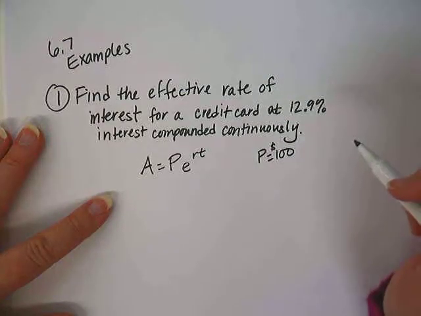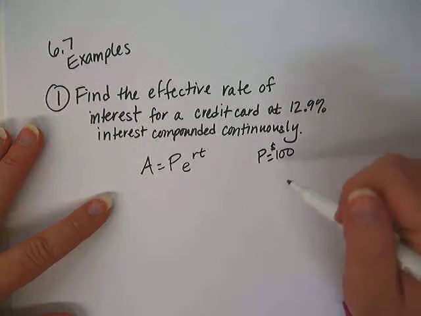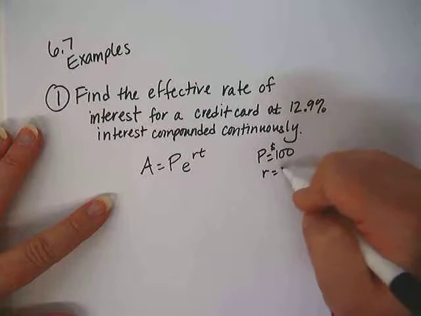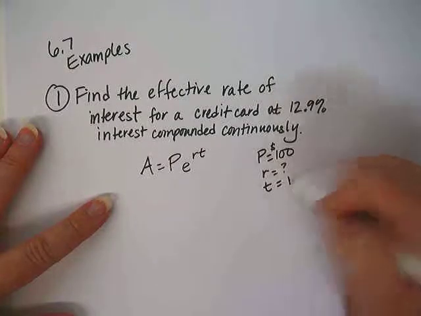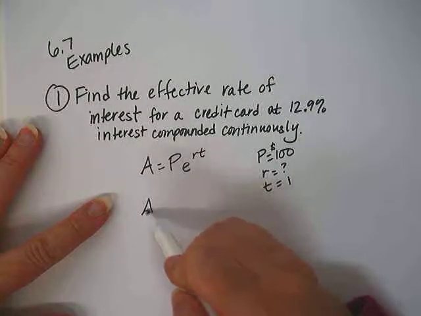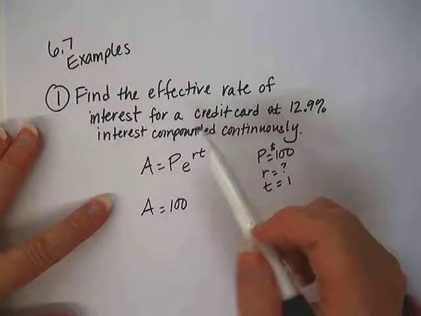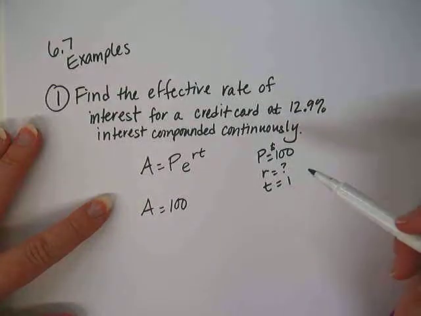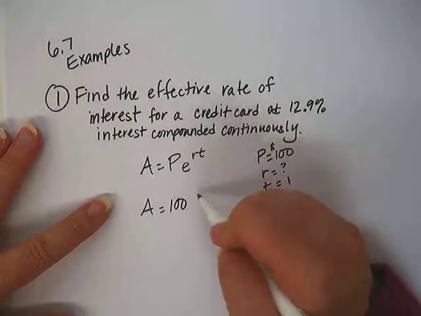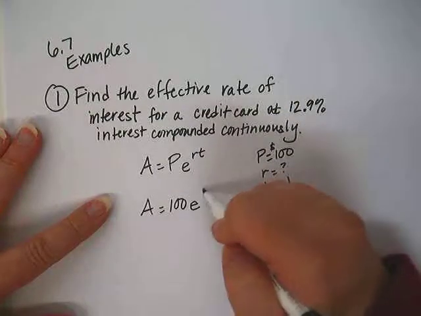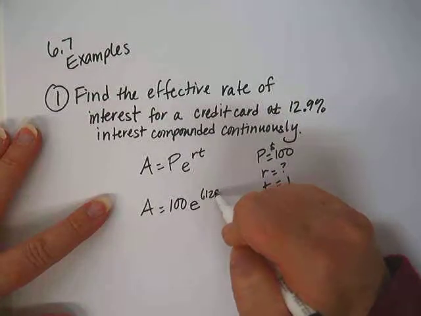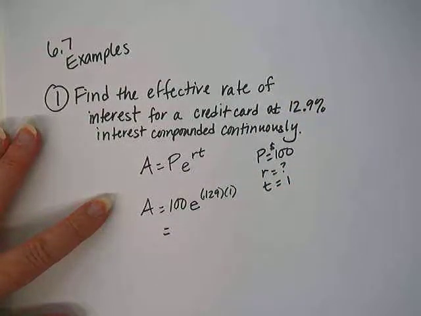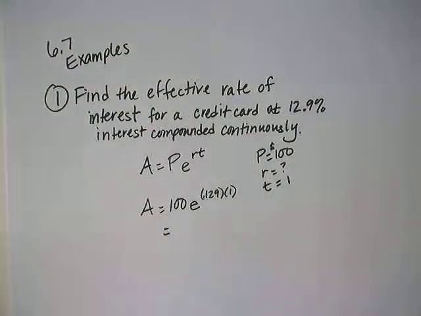Now honestly you could use any amount you want, it's just that using $100 makes it really easy to figure out the answer. And then the rate is what you're trying to find, and the time is going to be 1 year. Okay? So we go $100, and notice how $100 wasn't listed anywhere in the problem? I'm just telling you to use $100 every time you do a problem like this. Okay, and then you do e to the 0.129 and then times 1. So put that in a calculator.